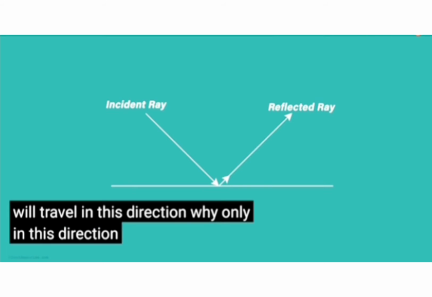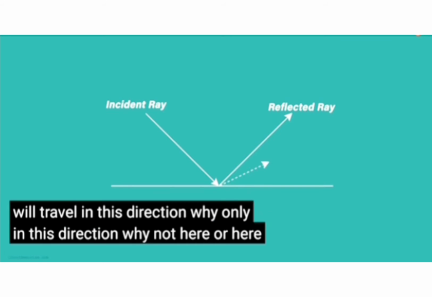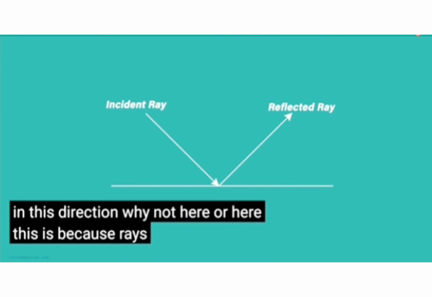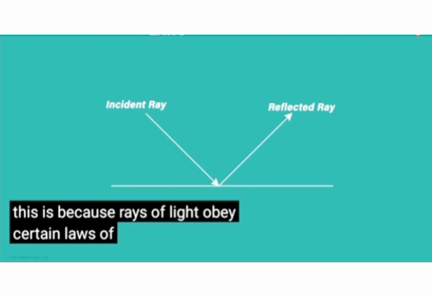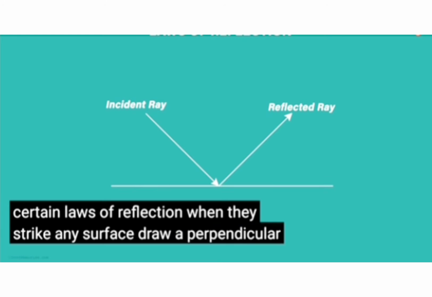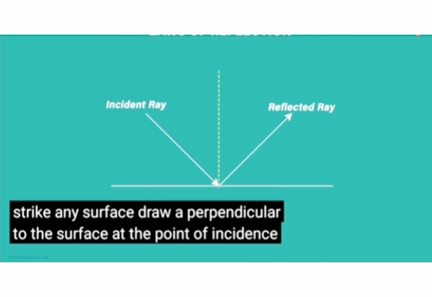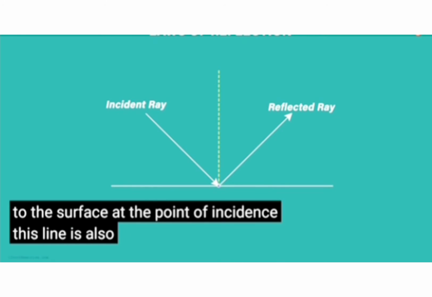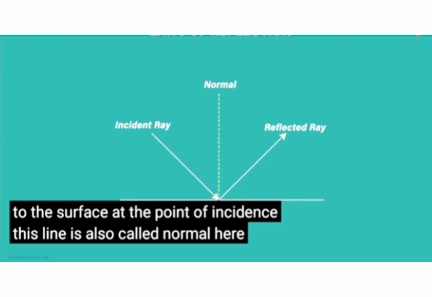Why in this direction? Why not here or there? This is because rays of light obey certain laws of reflection when they strike any surface. Draw a perpendicular on the surface at the point of incidence. This line is also called the normal. Here are the two laws of reflection that a light ray obeys.